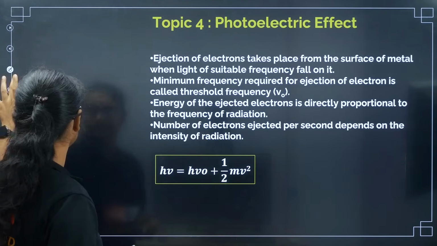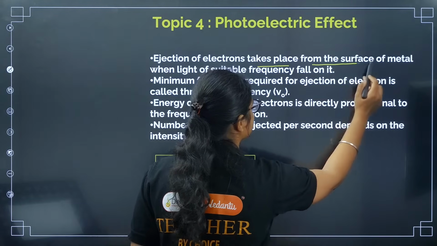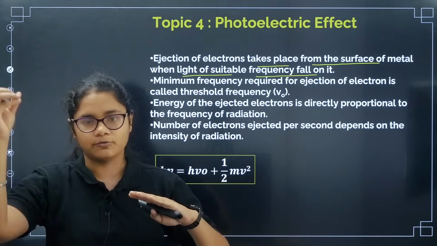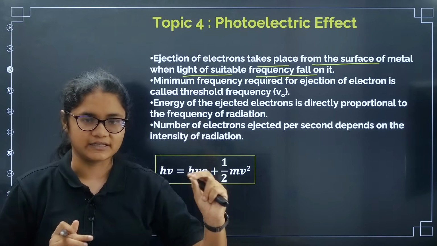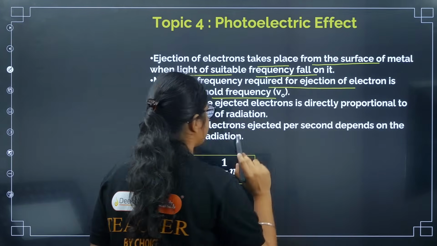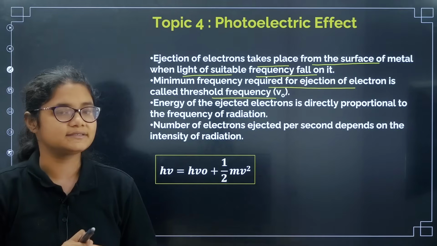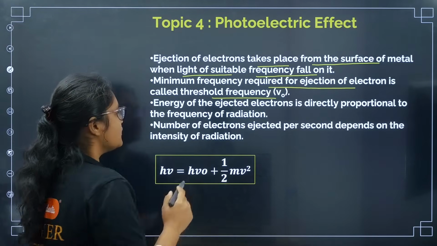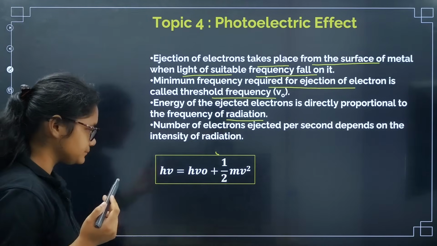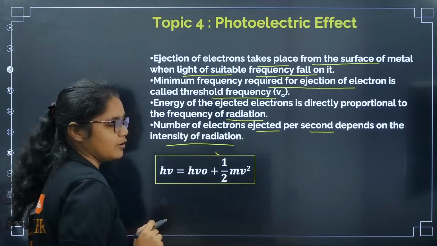Very simple thing. Let us quickly revise. The ejection of electrons takes place from the surface of a metal when light of suitable frequency falls on it. So for any metal, you put light of suitable frequency, and electrons will be ejected out. The minimum frequency required for the ejection of electrons is called the threshold frequency. So any frequency will not do, a minimum frequency is required. The energy of ejected electrons is directly proportional to the frequency of the radiation. Next, the number of electrons ejected per second depends on the intensity of the radiation.